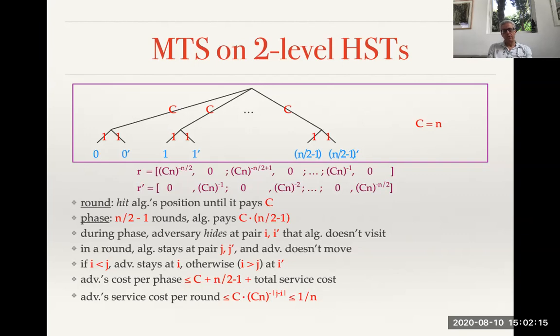The adversary will pay at most C times (C n to the minus absolute value of J minus I), because of the difference in costs that is guaranteed. Now this is of course at most C times n to the minus 1. So the total service cost of the adversary is at most 1 over n. And therefore the adversary pays a cost of at most C plus n over 2.